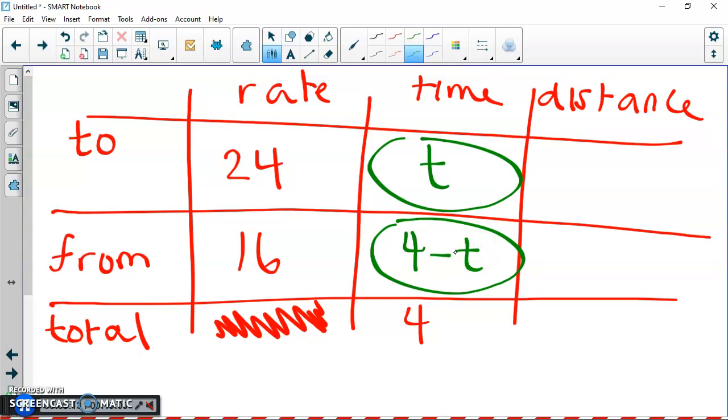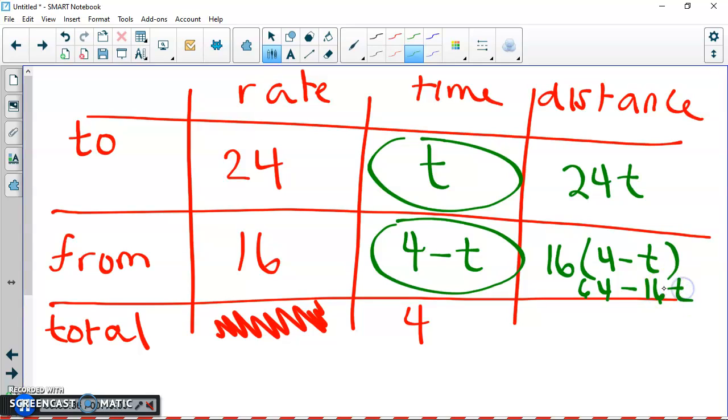Distance equals rate times time always. Don't worry about if it's a total distance or any other type of combination of distances. So distance for the to trip is the speed times the time. And the from trip will be the speed times that person's time. So this here would be 64 minus 16t if you simplify before making your equation.